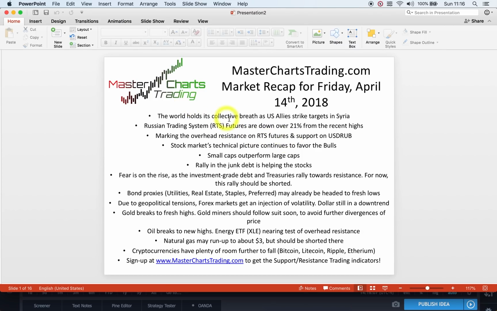So we look at Russian Trading System futures. They're down 21% from the recent high. US dollar versus ruble. The stock market in general is still bullish. We'll look at junk bonds, treasuries, intermarket relationships, bond proxies. So we'll look at many things, and this will also be good to review intermarket relationships between various asset classes. So we'll then look at Forex, gold, oil, energy, natural gas, cryptocurrencies that are still dropping.